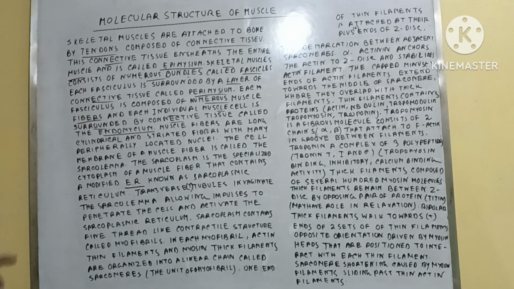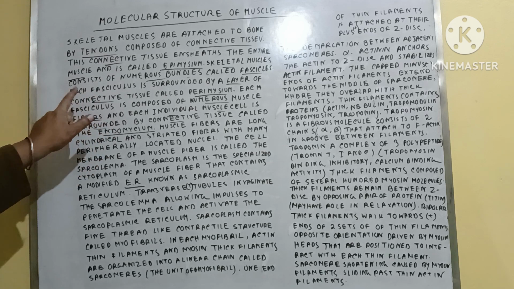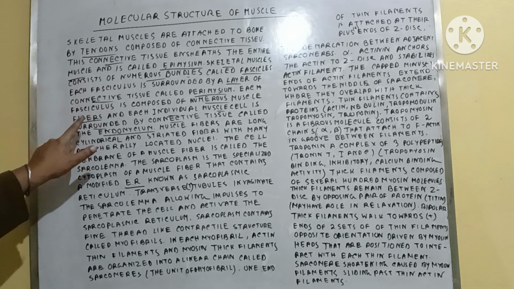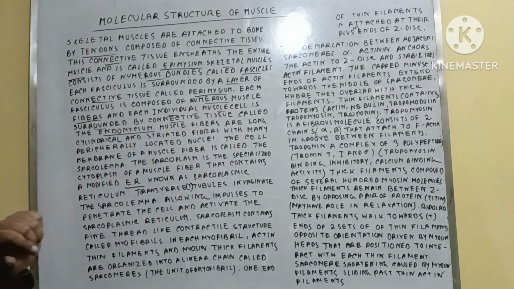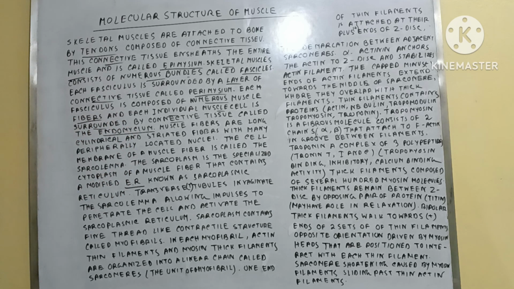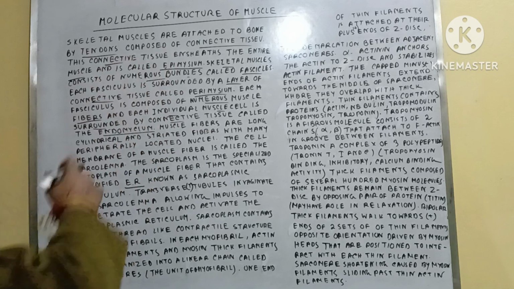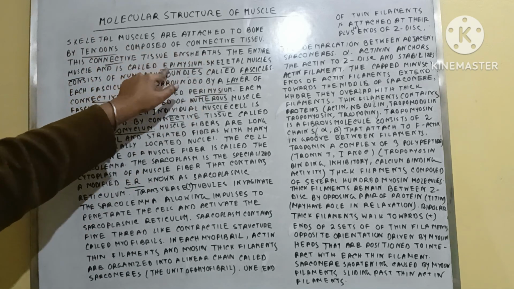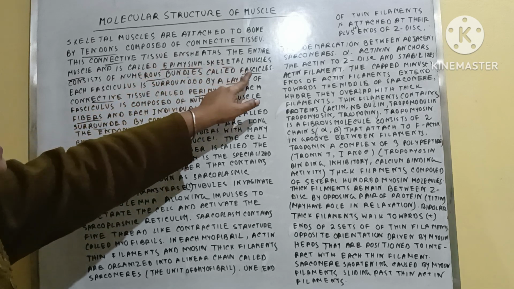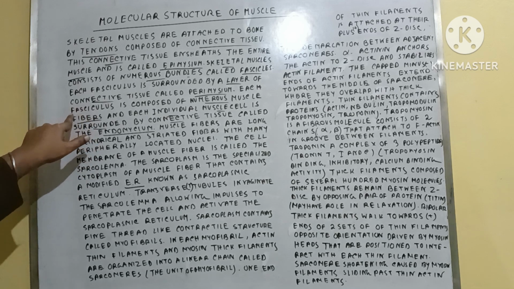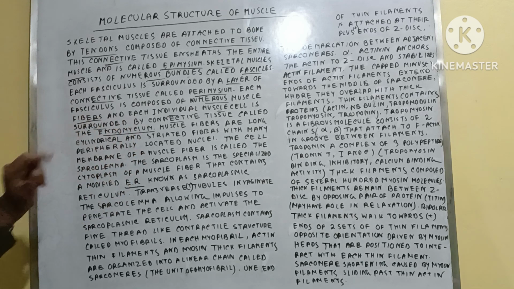So here, which one is the endomysium? One fasciculus is composed of muscle fibers, and each individual muscle cell is surrounded by endomysium. So the whole muscle is covered by the epimysium, the fascicle is covered by the perimysium, and the muscle fiber is covered by the endomysium.